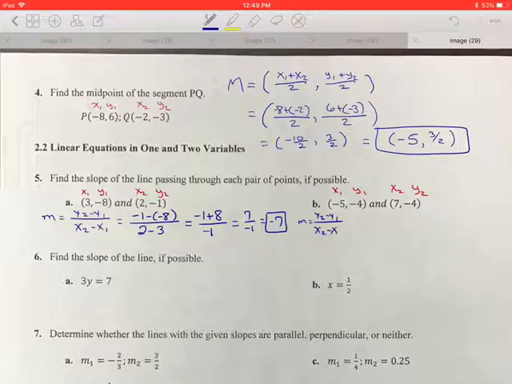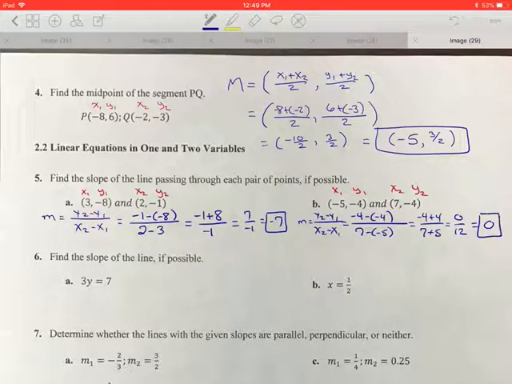If I do the same thing for part B, I want the change in y over the change in x, or you may think of it as rise over run. That's going to be -4 minus a -4 over 7 minus a -5. So that's going to give me -4 plus 4 over 7 plus 5, and I get 0 over 12. Remember, it's okay to have a 0 in the numerator. It just makes the whole thing 0.